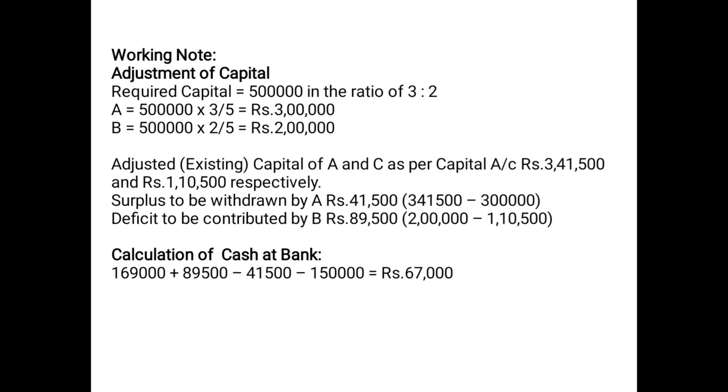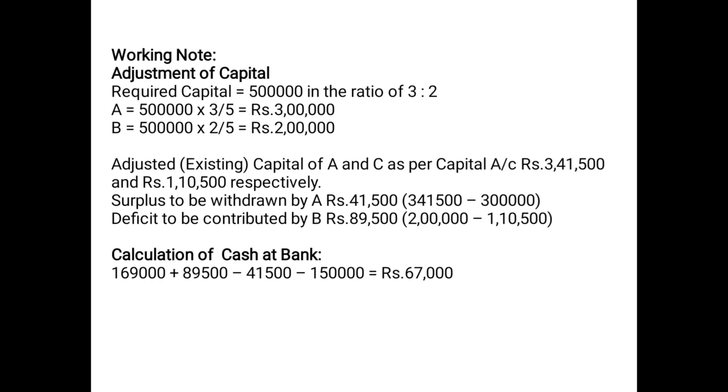Now the adjusted or existing capital of A and C as per capital account before adjustment is 3,41,500 and 1,10,500 respectively. So the surplus to be withdrawn by A is rupees 41,500, that is 3,41,500 minus 3 lakh, and deficit to be contributed by C is rupees 89,500, that is 2 lakh minus 1,10,500. So this is the working note for the adjustment of capital, which we have already done.